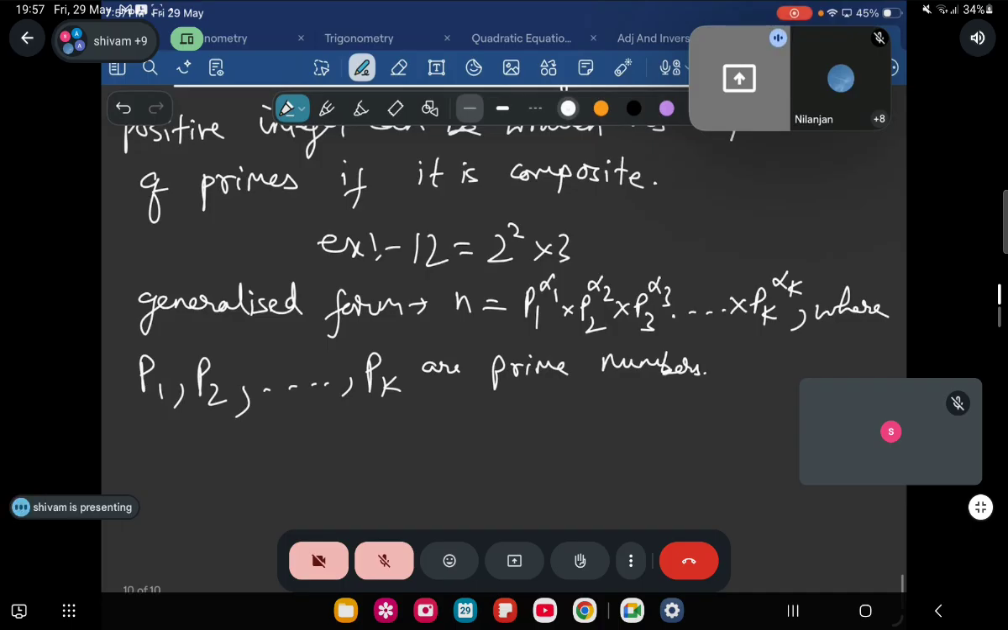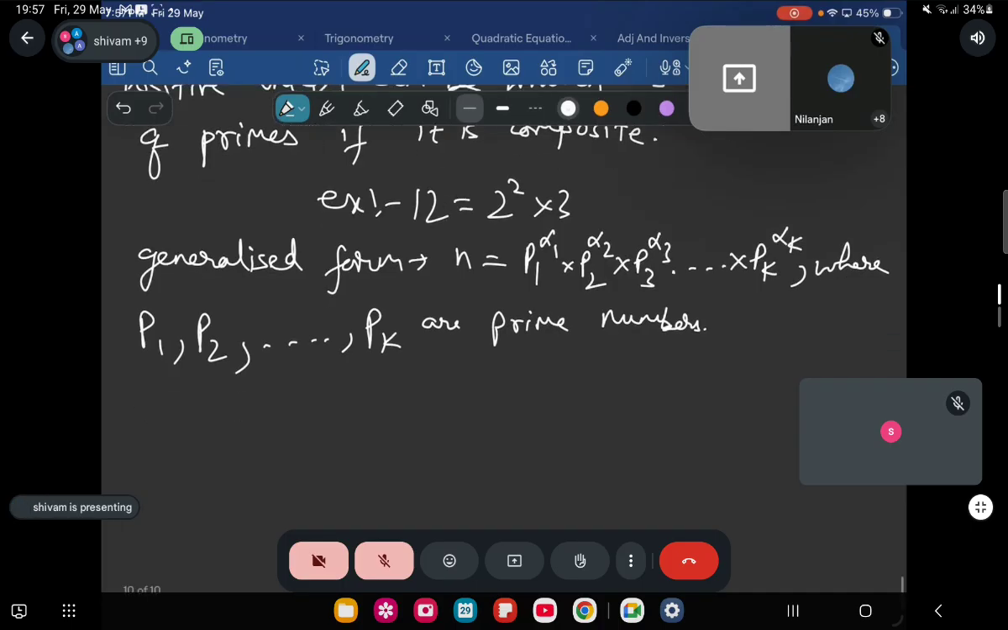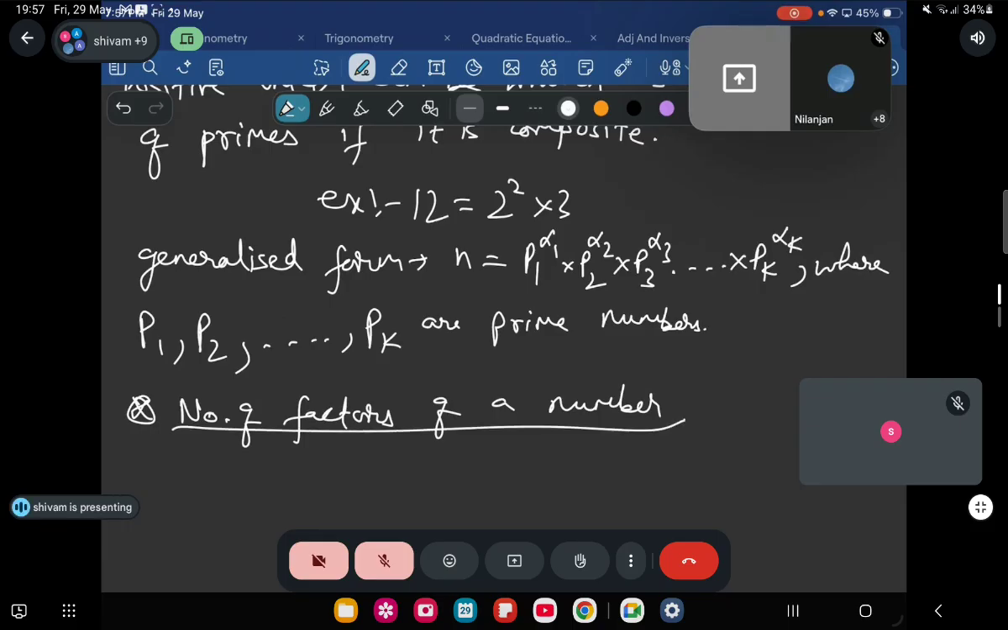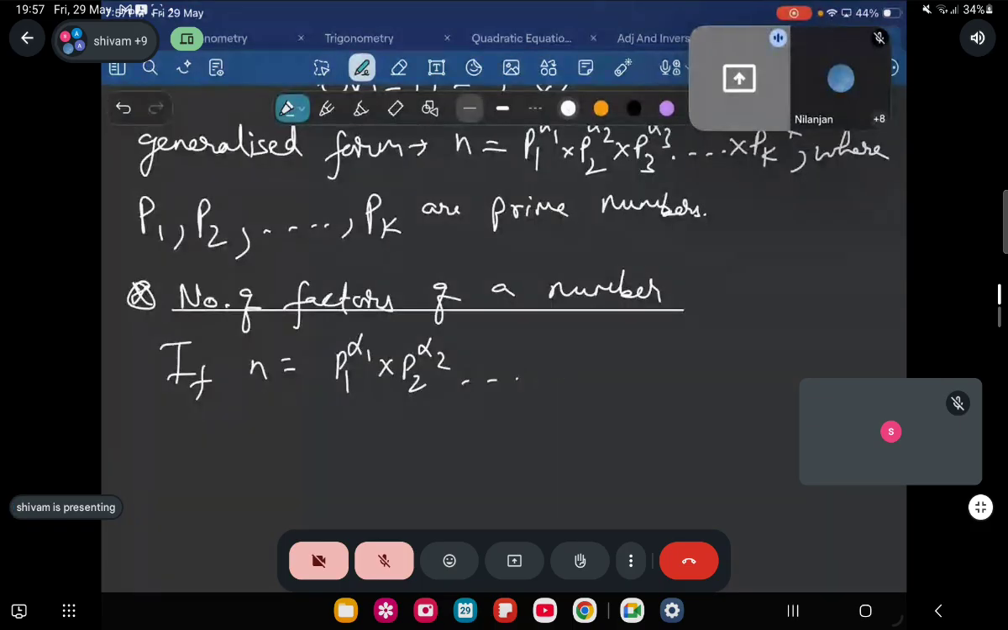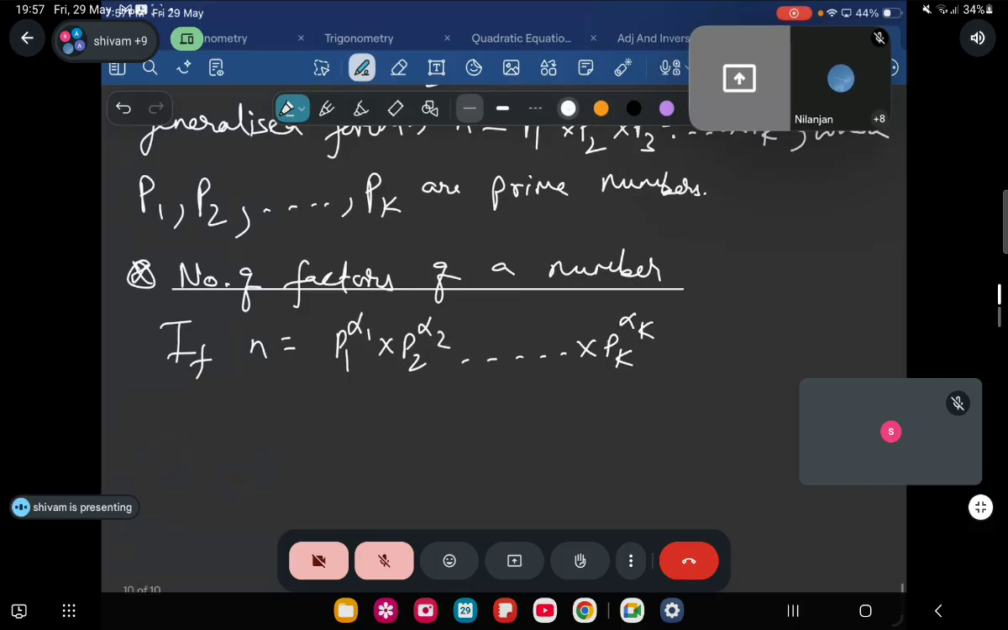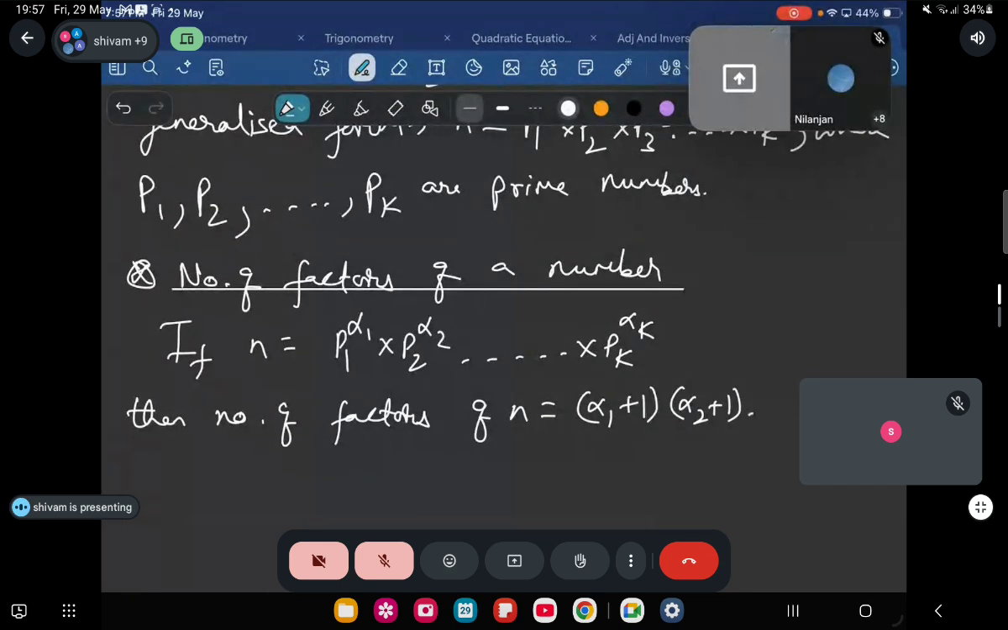Next, let us talk about the number of factors of a number. If n is equal to p1 to the power alpha 1 into p2 to the power alpha 2 up to pk to the power alpha k, then the number of factors of n will be equal to alpha 1 plus 1 into alpha 2 plus 1 into alpha 3 plus 1 up to alpha k plus 1. This is the number of factors of n.